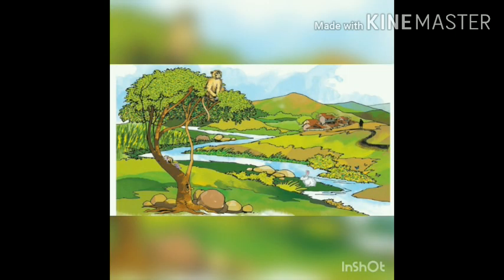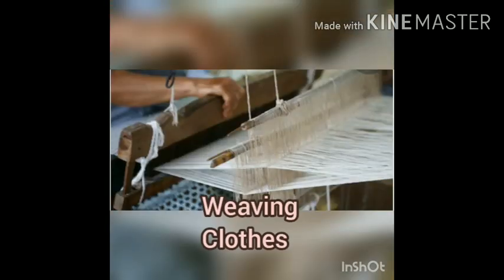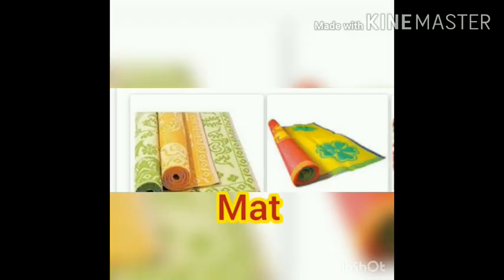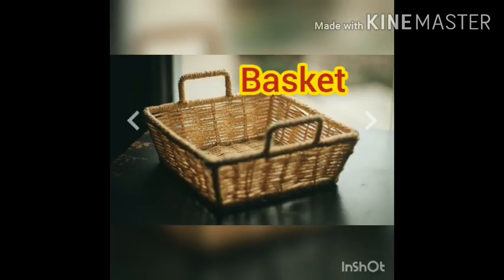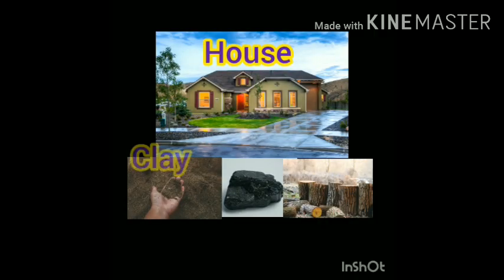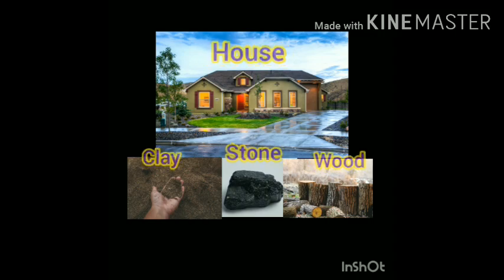Human beings use so many things from the environment. We get cotton, wool, and silk from our environment. We weave clothes from them. We make things like mats, baskets, paper from materials in our environment. We build houses using clay, stone, and wood. These materials too we get from our environment.